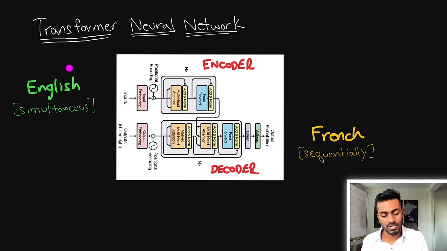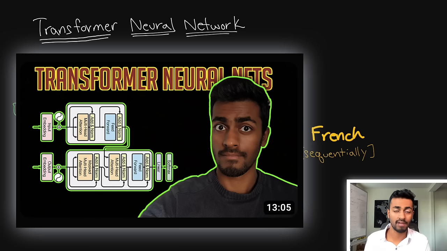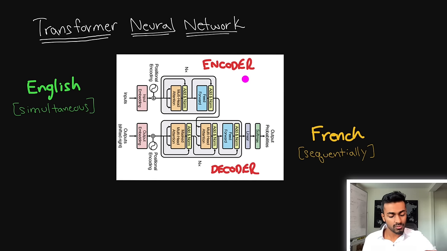Now, I've explained much more in detail how this training works in my video on transformer neural networks, so please do check it out for more information. Now, what's really cool about this architecture is that we have now two components, an encoder and a decoder, that do have some sort of contextual understanding of language and can actually be used as a base for language models.